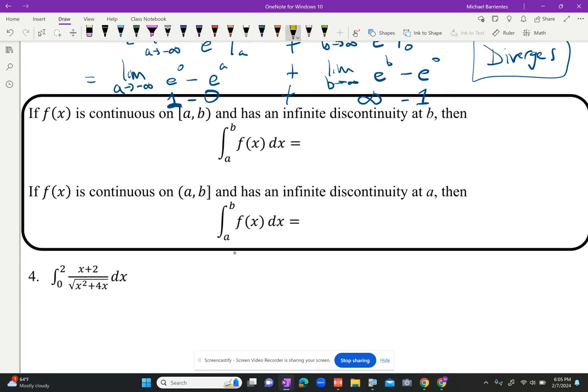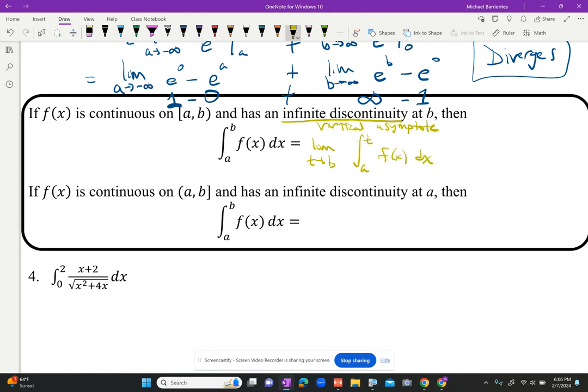So we know that an infinite discontinuity means there's a vertical asymptote. Let's spell it correctly here. Asymptote. So if there's a vertical asymptote at b, then b doesn't have to be infinity, right? B could be a value. It's just telling me there's a vertical asymptote at that value. And if that's the case, then we're going to take the limit as t approaches b from a to t of f of x dx.